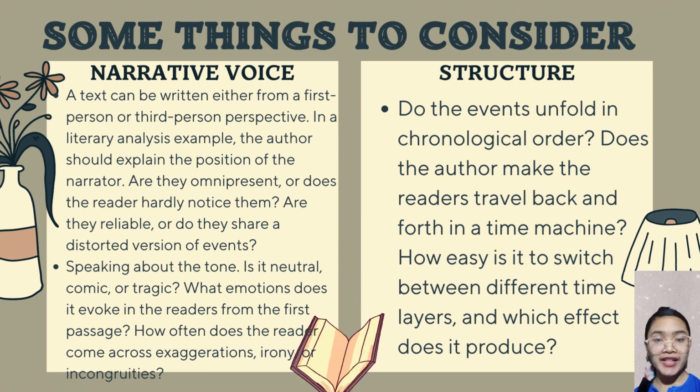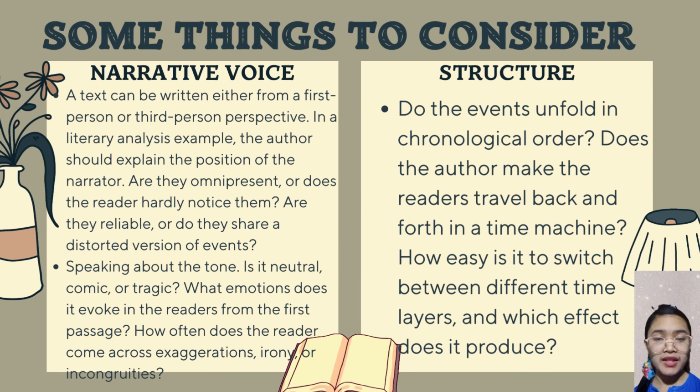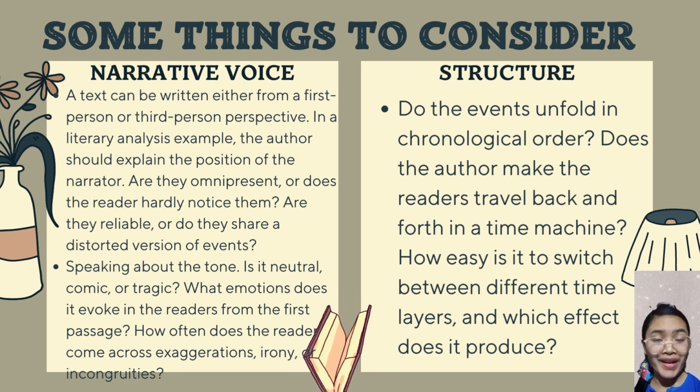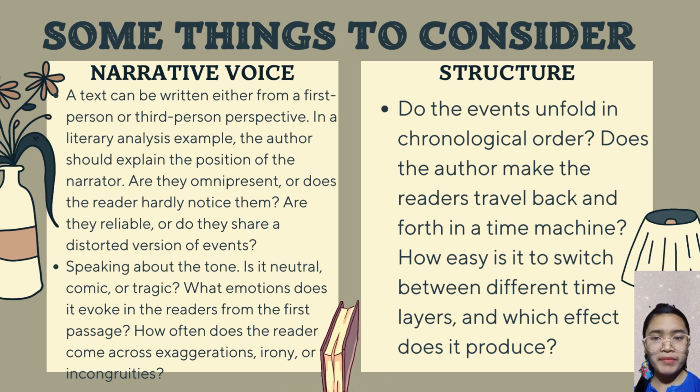As for the narrative voice, a text can be written either from a first person or third person perspective. In a literary analysis example, the writer should explain the position of the narrator. Are they omnipresent, or does the reader hardly notice them? Are they reliable, or do they share a distorted version of events?